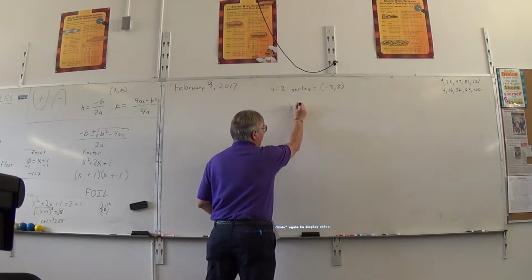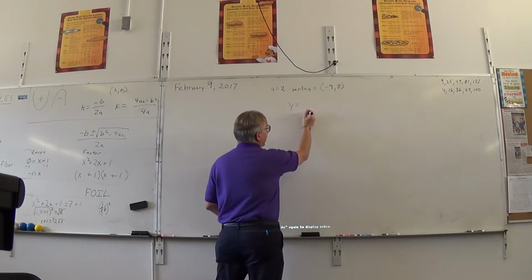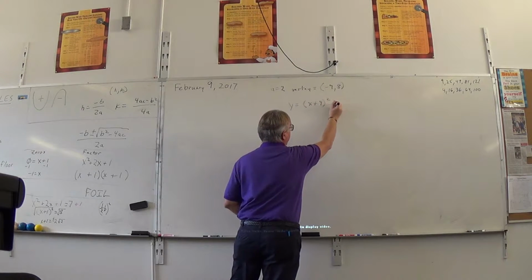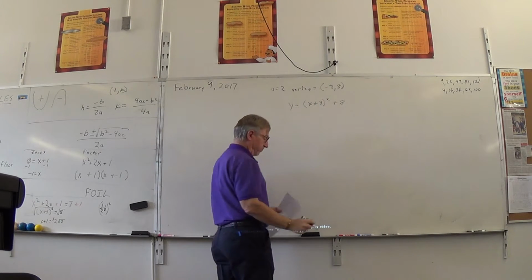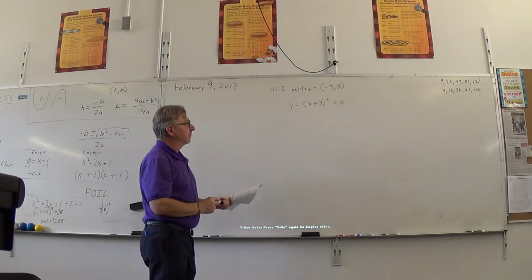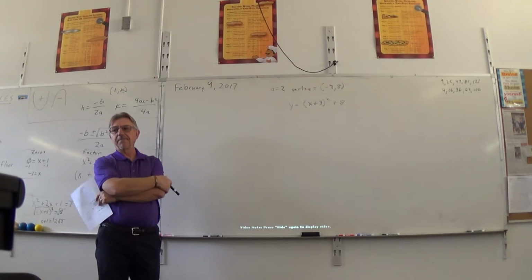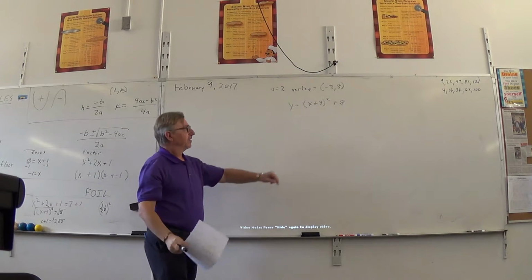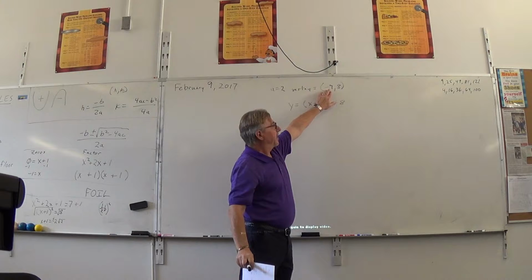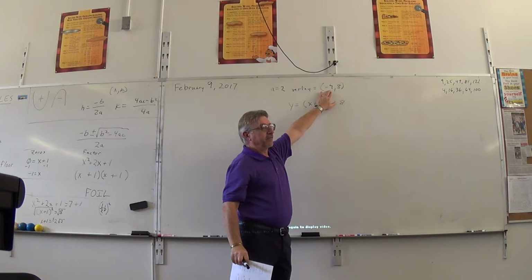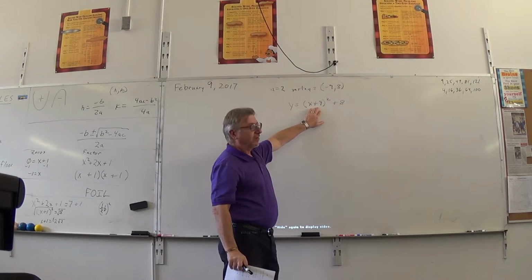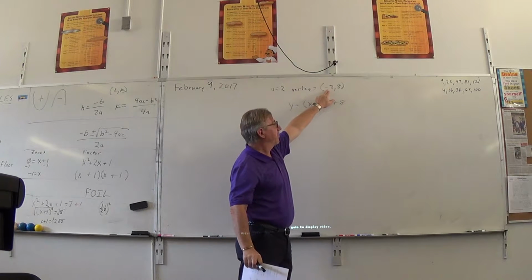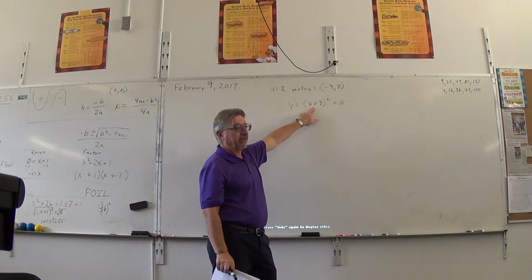Vertex form, y equals (x plus 9) squared plus 8. Oh, this is weird. What do I do? Okay? All you have to do for vertex form is take the value of h and plug it in here. Opposite sign. If this is a negative, like this is -9, you're going to add it, x plus 9.